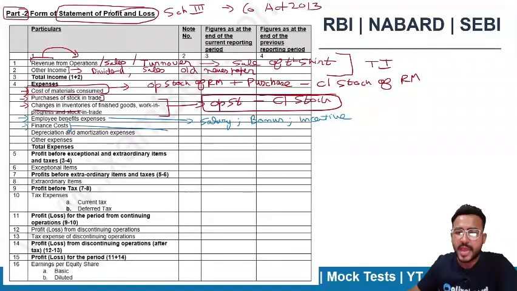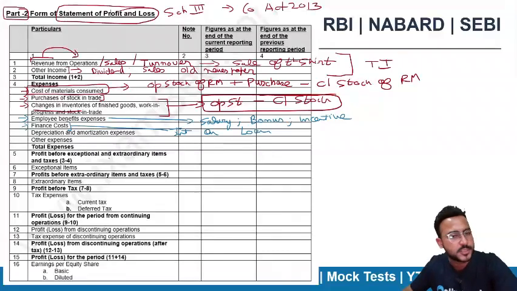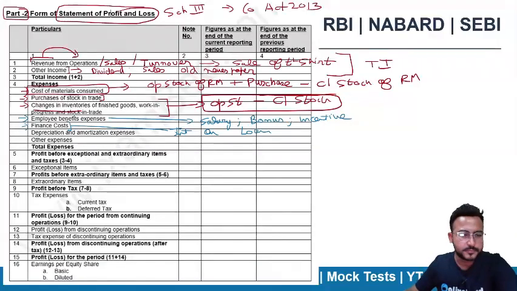So let's suppose I have taken a loan and I'm paying interest on that loan. Now that's a finance cost. That will be a finance cost. Okay. Then we have depreciation and amortization.